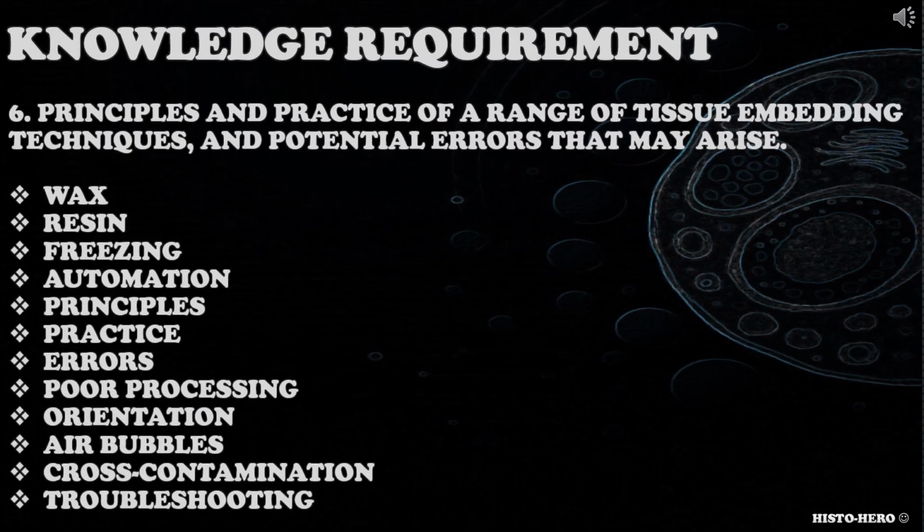The sixth knowledge requirement is for you to know principles and practice of a range of tissue embedding techniques, and potential errors that may arise. What is embedding and what embedding techniques are used in your laboratory? Consider wax, frozens, resin, automated embedding, their principles and practice. What errors may happen during embedding and how would you resolve them? Consider poor processing, orientation, air bubbles, overheating, cooling, cross-contamination.